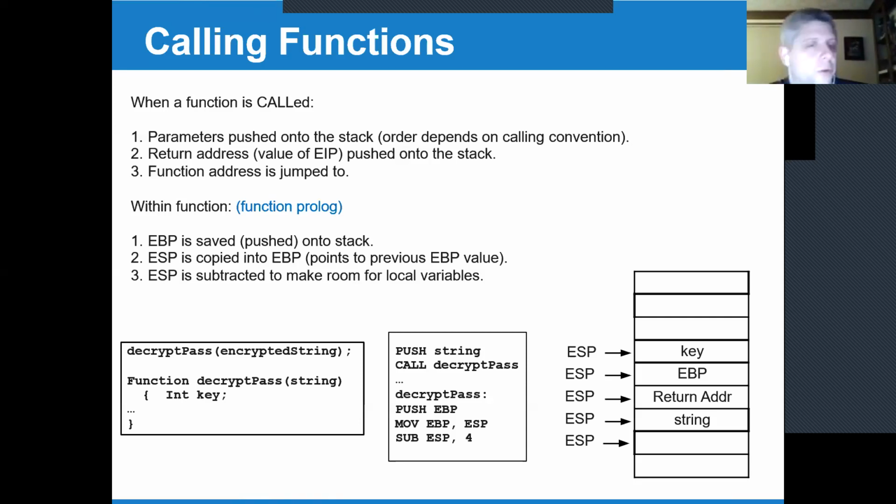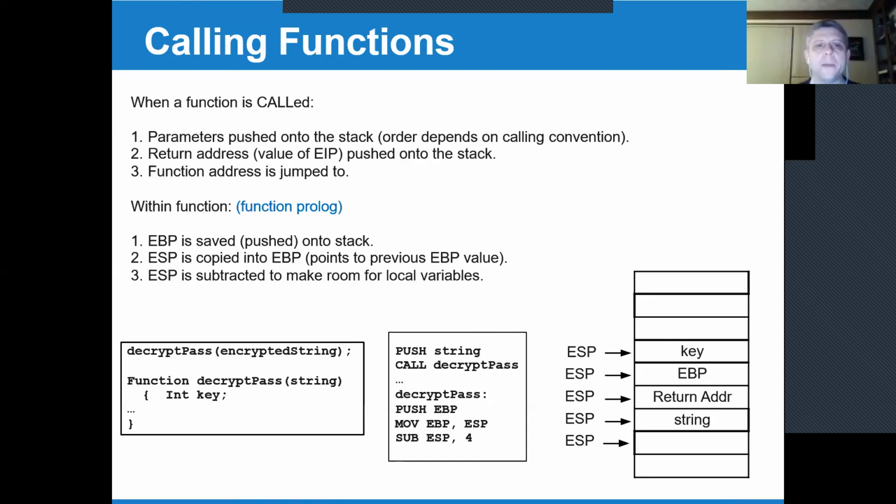And so now we're going to talk about what those things are. When a function is called, the parameters are going to be pushed onto the stack. The order that they're pushed onto the stack depends on the calling convention that's being used, and I think we talk about that on the next slide. But after the parameters are pushed onto the stack, the return address, or in other words, the value of EIP, which remember points to the next location that we're going to execute, is pushed onto the stack. This is so that when we hit the return instruction, we know that the return address that's on the stack is where we're jumping back to. And then finally, we jump to the function address.